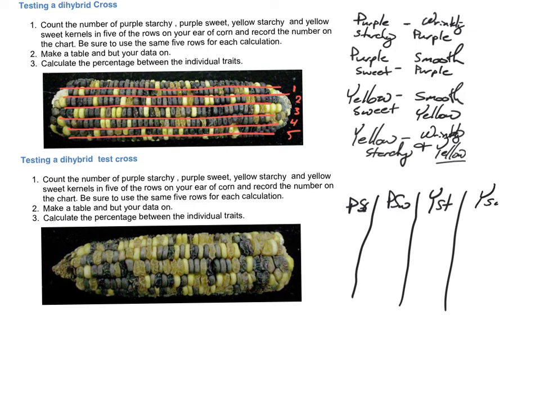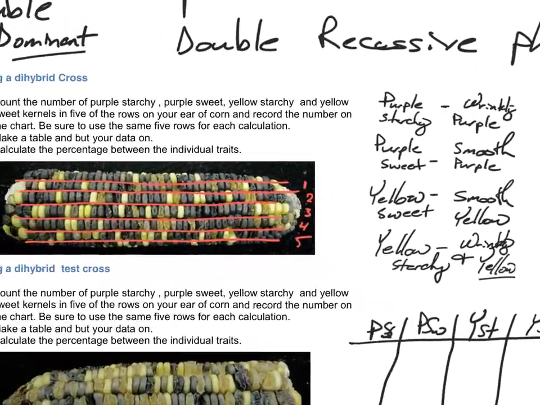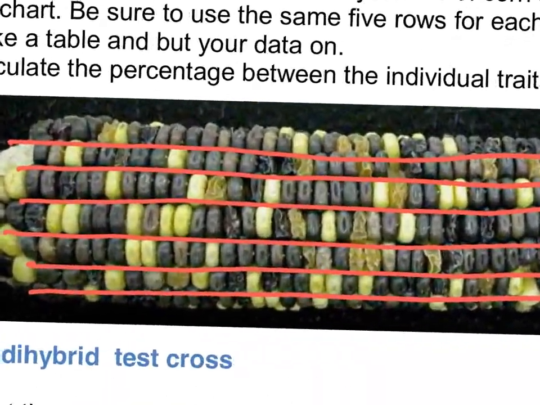Yellow, sweet here. Are we good? All right. So let's count then. Let's look for purple sweet. Remember, what's purple sweet? Smooth and purple.